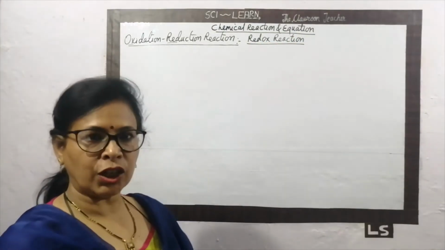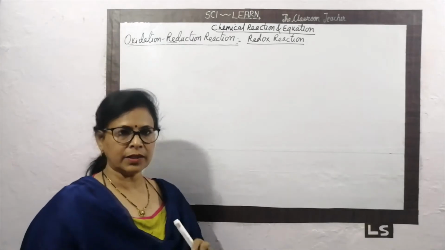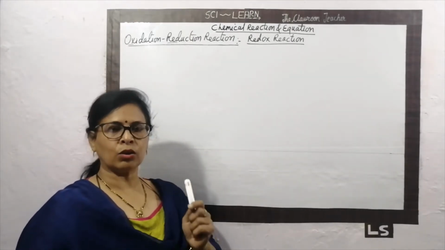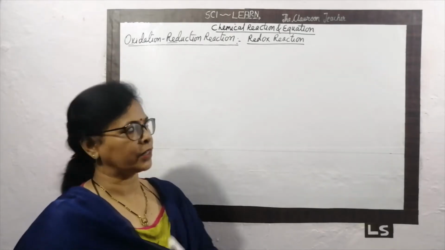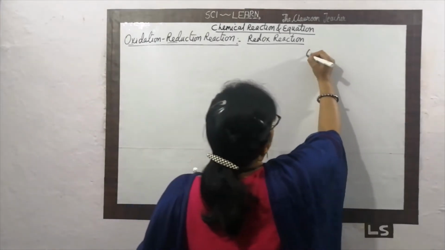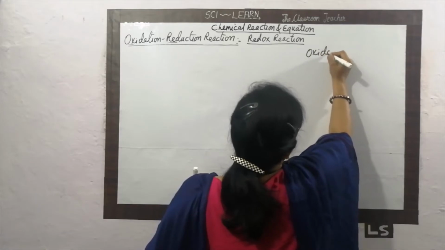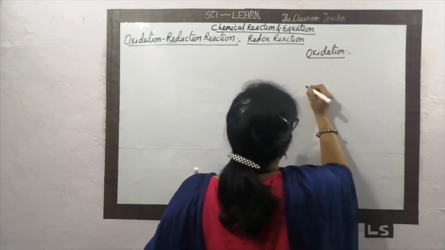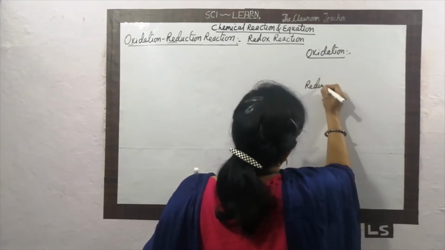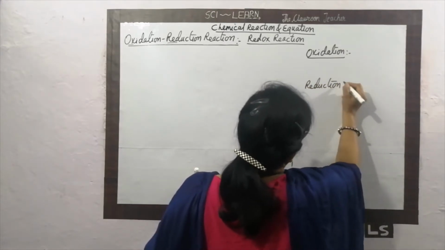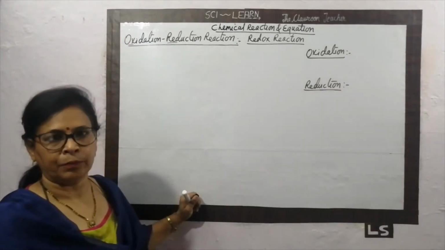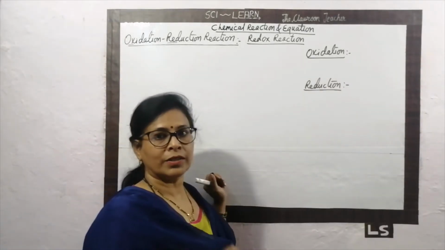This is a common name for this process. What actually occurs in this process? Two processes are going on. One is called oxidation and one is called reduction. Two processes going on simultaneously. Now the question is, what is oxidation?